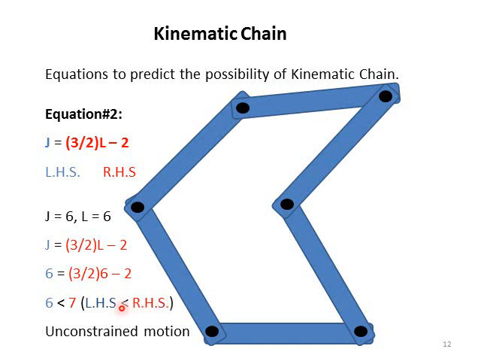Equation number 2 has similar results as equation number 1. Although the numbers are different, the final conclusive results are the same. The conclusive result is that the left hand side is less than the right hand side. So this type of combination of links and joints will have unconstrained motion, more than one directional motion.